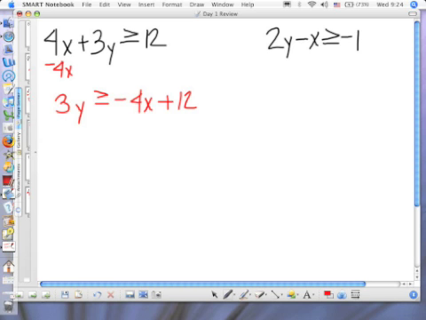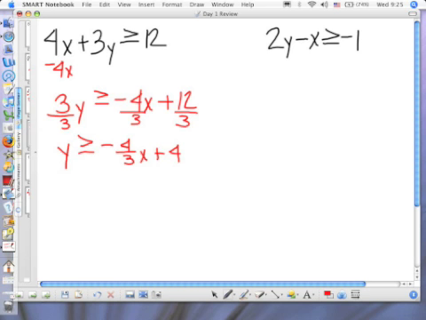Okay? Then we're going to divide by 3, but we have to divide everything by 3. So we have y is greater than or equal to negative 4/3 x plus 4. So, let's just talk about this line right now. It's going to be a solid line, right? Passing through the y-intercept at positive 4 with a slope of negative 4/3, and the shading is going to be above it. All right?